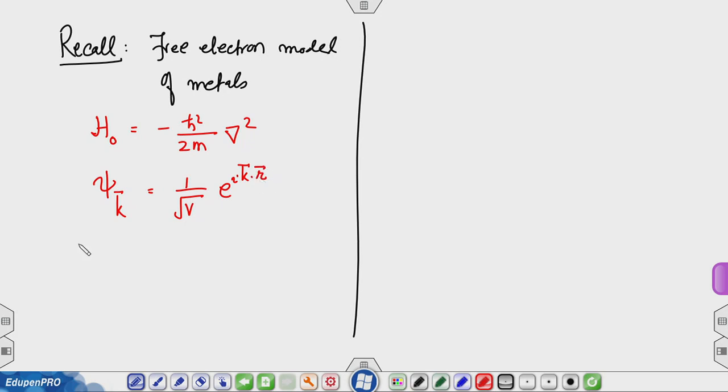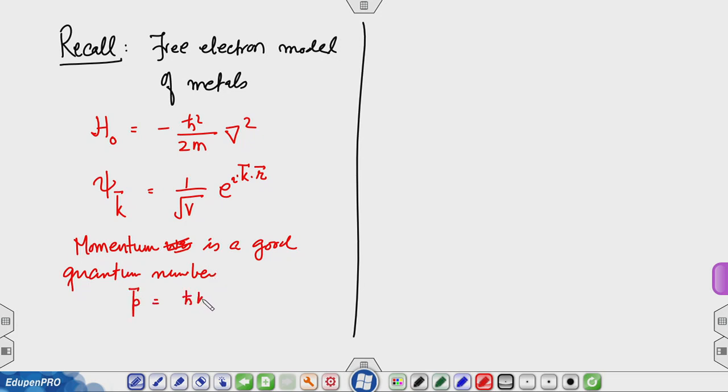And here momentum was or is a good quantum number in that it is conserved, and momentum of each electron is given by h cross k. That is it.